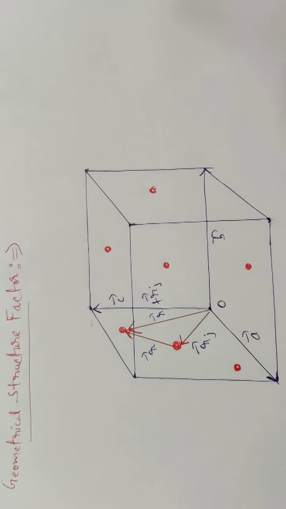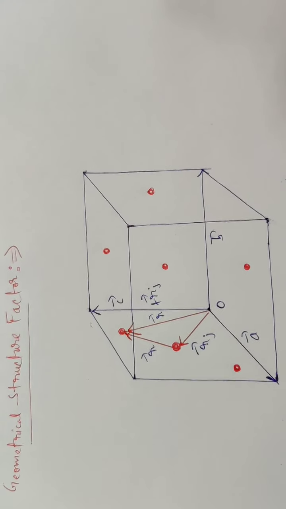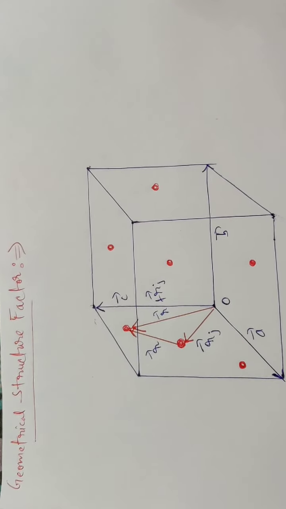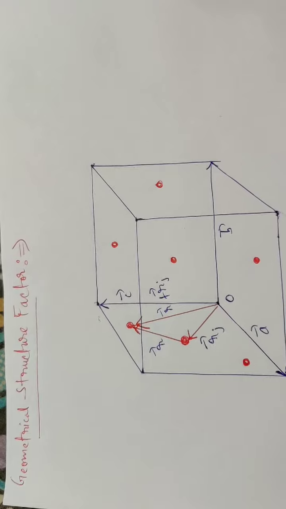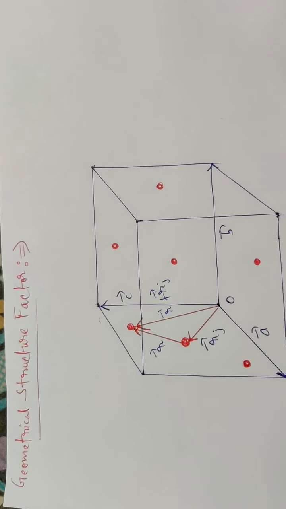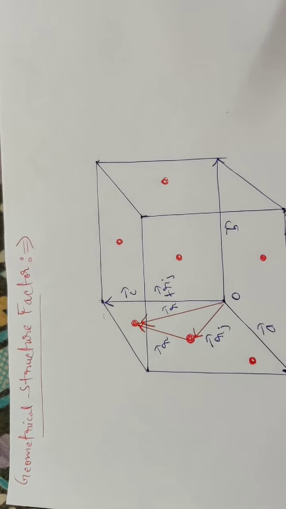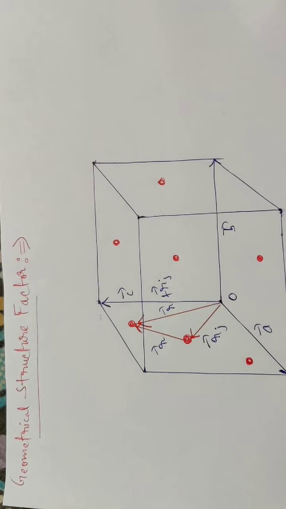So today we are going to discuss the important topic, that is geometrical structure factor. Yesterday we discussed atomic structure factor, which is the ratio of the scattering amplitude of the atom to the scattering amplitude of the electron. So this is a bit different.